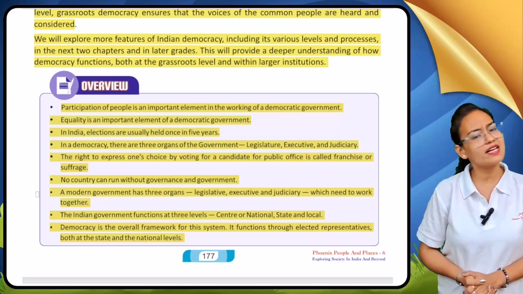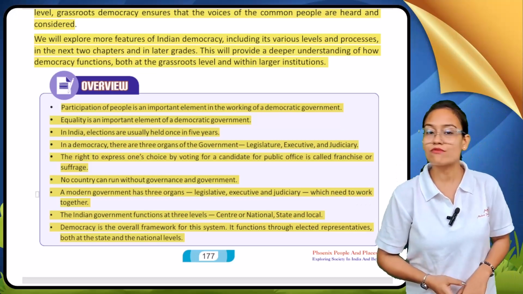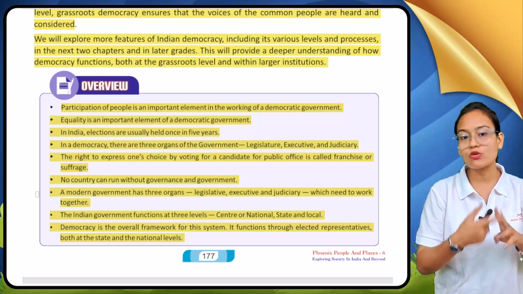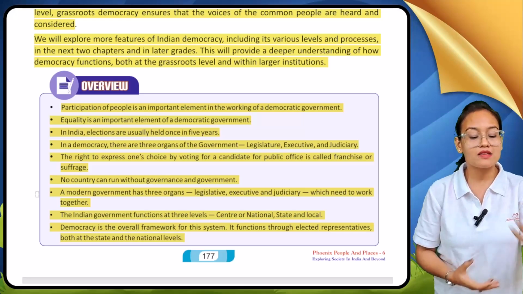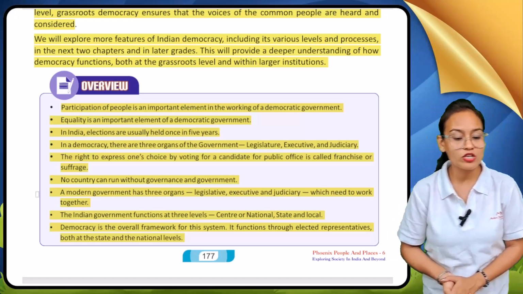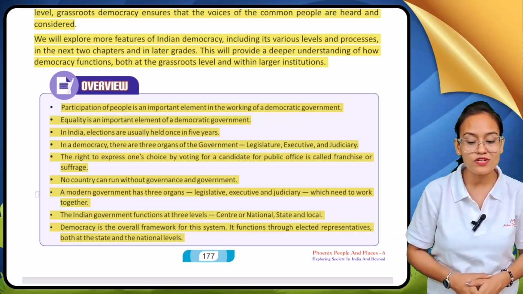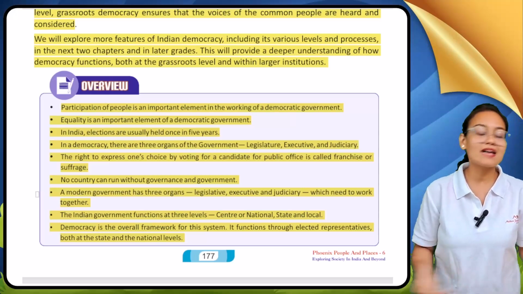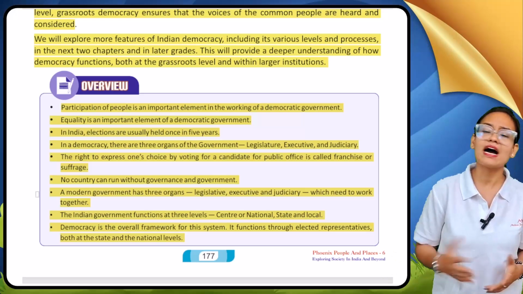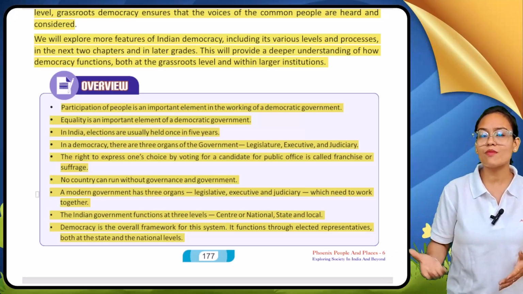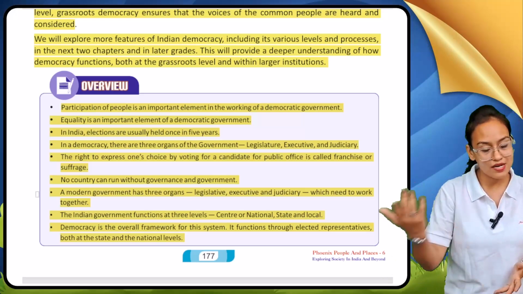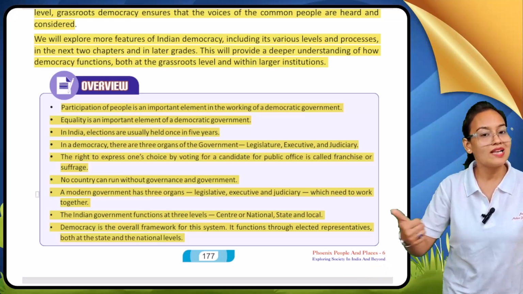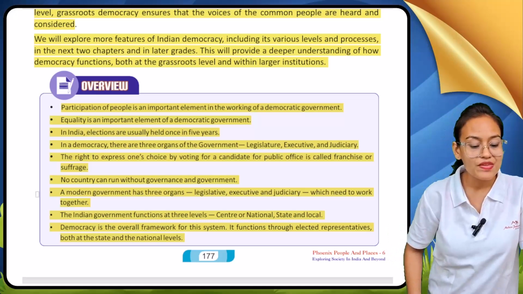In democracy, there are three organs of the government, and the names of those three organs are legislative, executive, and judiciary. The right to express one's choice by voting for a candidate for public office is called franchise or suffrage. No country can run without government. Every country has to adopt either a democratic government, an authoritarian government, or a monarchical government. The modern government has three organs. We all know: legislative, executive, and judiciary.